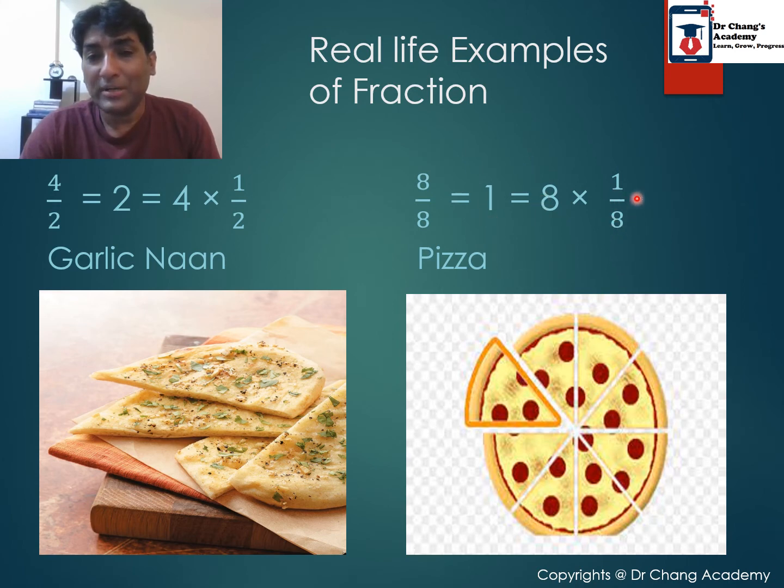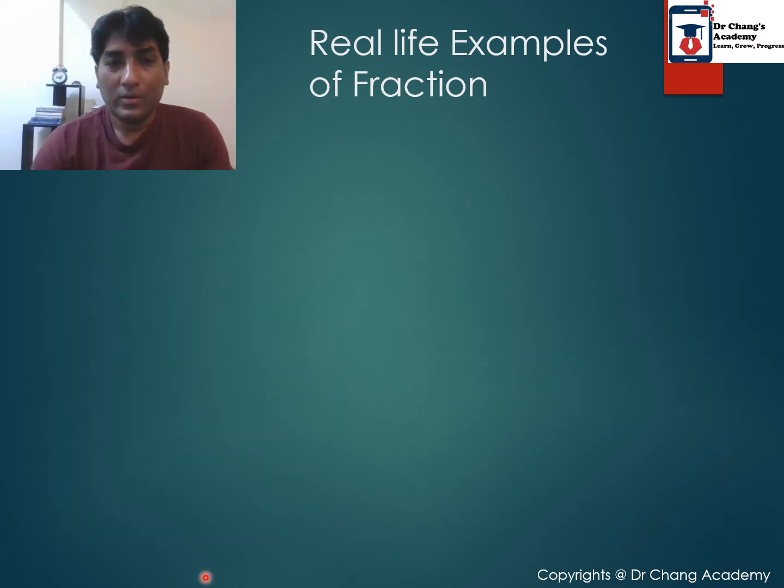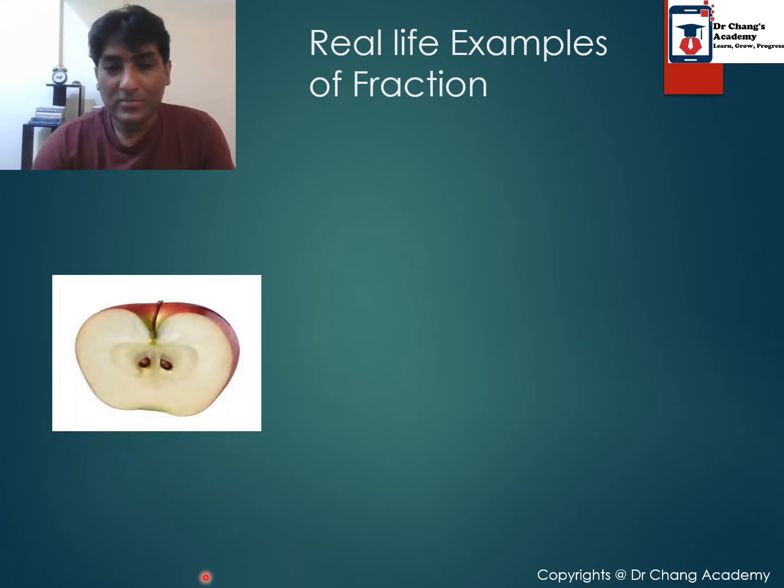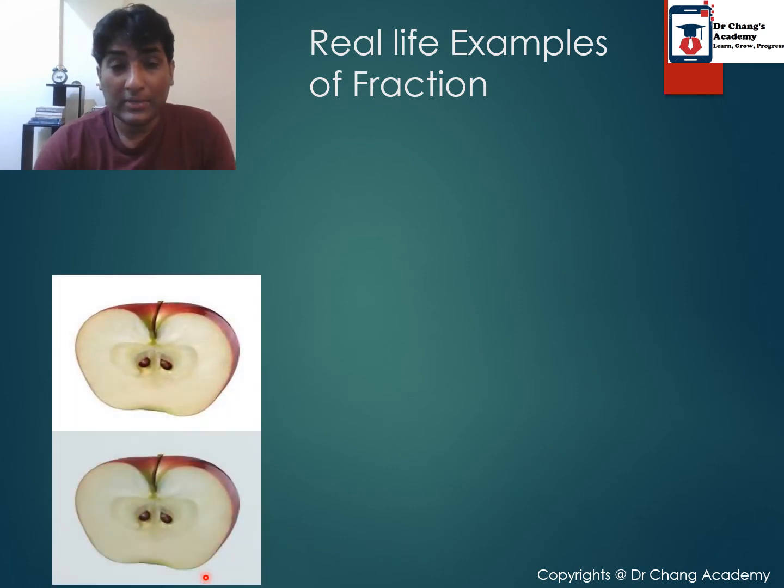So we can write 1 eighth, 8 times, and multiplying 1 eighth by 8 is also 8 times, so that's equal to 1. So this is how it works, right? Okay, some more examples. I just want to show some more real life examples.